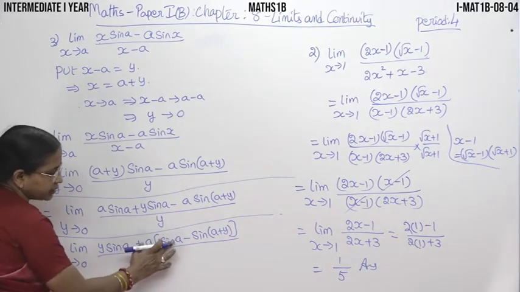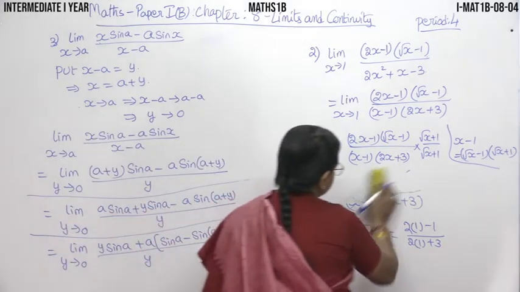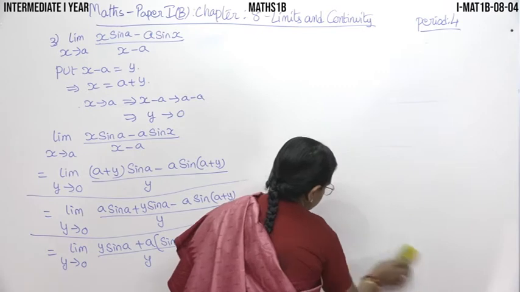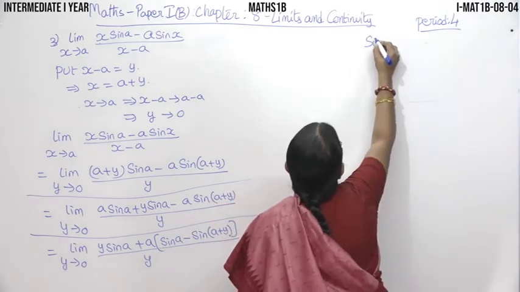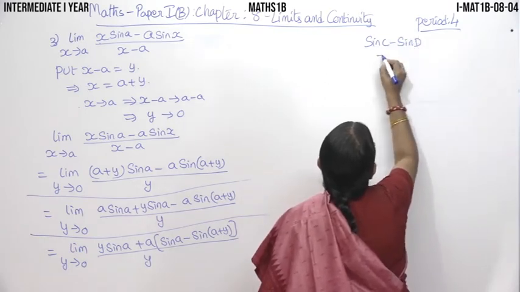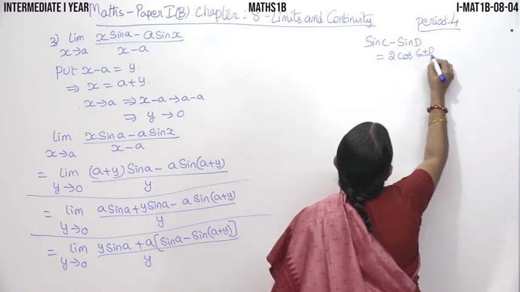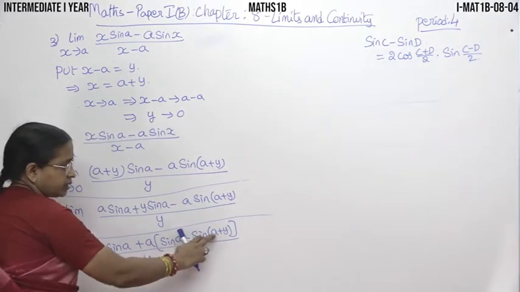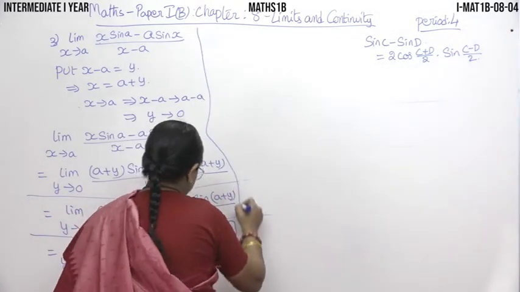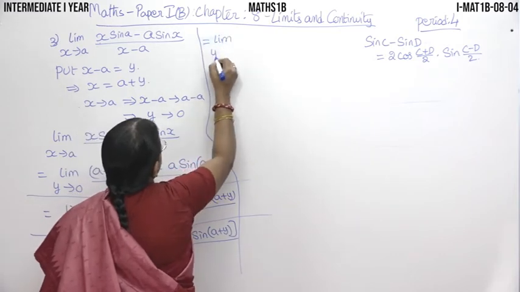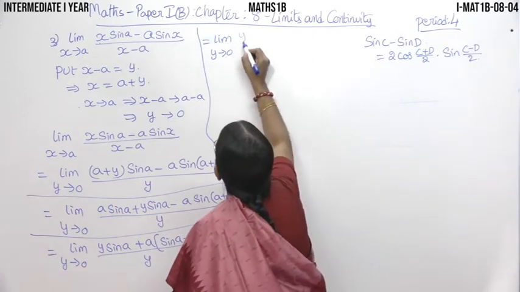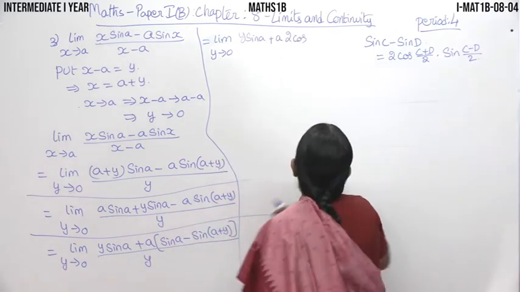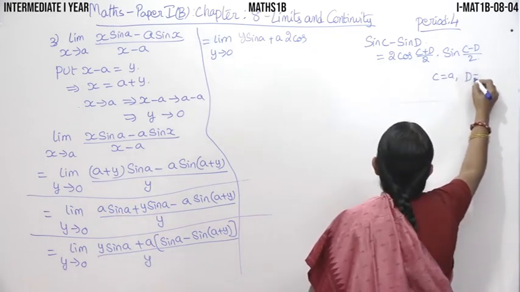Now this is in the form sin c minus sin d. In trigonometry you have the transformation formula: sin c minus sin d is equal to 2 cos((c plus d) by 2) into sin((c minus d) by 2). So this is equal to limit y tending to 0 of y sin a plus a into 2 cos((c plus d) by 2). Here c is a and d is a plus y.